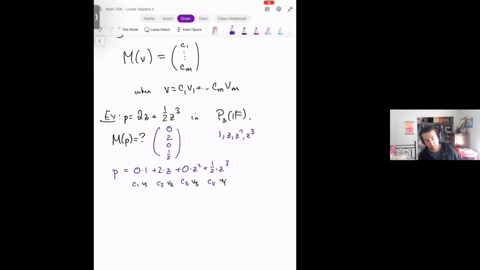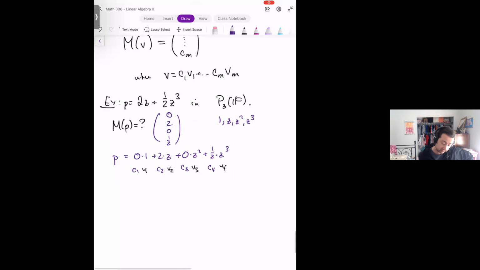Okay, so when you're working with matrix transformations, you can represent not just maps, but also the vectors in the vector spaces as matrices. So this is called the matrix of a vector. Okay, pretty standard sort of move.